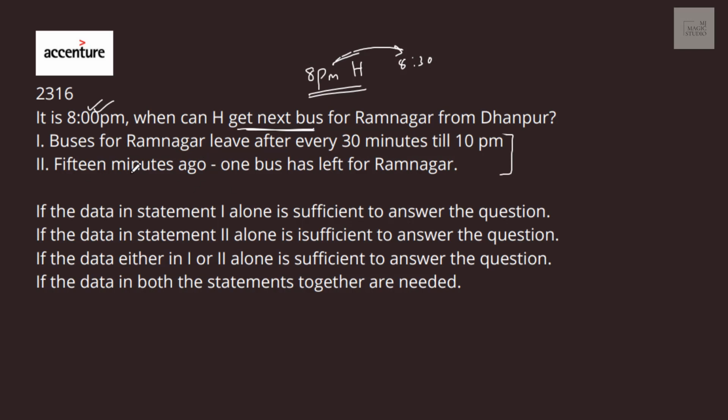Statement 2: 15 minutes ago one bus left for Ramnagar. Okay, 15 minutes ago means at 7:45 p.m. a bus has left. But when he will get the next bus, he doesn't know if he only considers statement number 2. That means with statement number 1 and statement number 2 alone, you won't be able to find the answer. But if we combine these two, now he knows that at 7:45 a bus has left and after every 30 minutes he will get a bus.